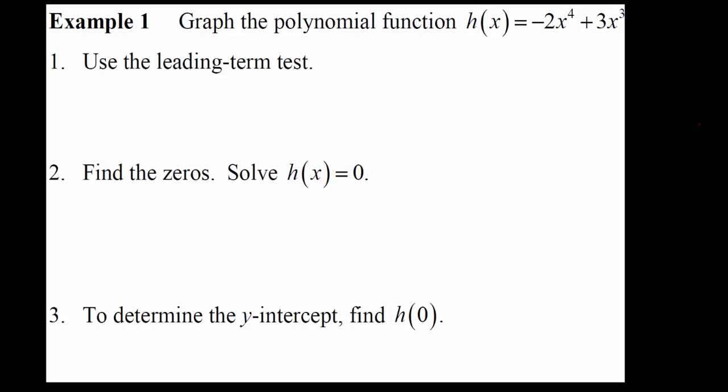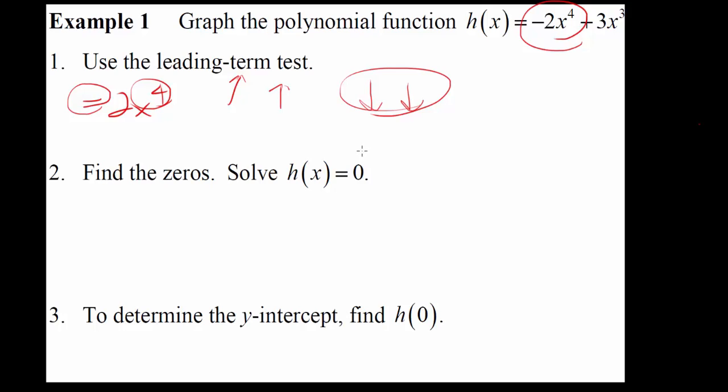It won't be exact. So to start off, the first part asks me to find the leading term and use the test to determine the end behavior. The leading term is negative 2x to the fourth, x to the highest power, so x to the fourth power. The fact that that highest power is even tells me that the end behavior will go the same way. So they're either both going up or both going down. And since the 2 is negative, that tells me that the ends will both be going down.